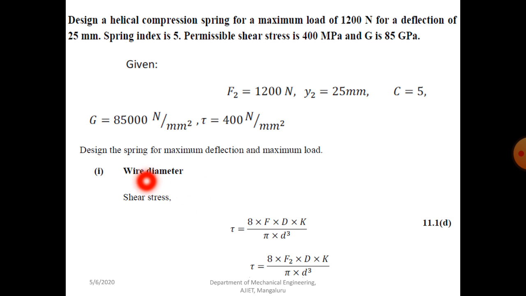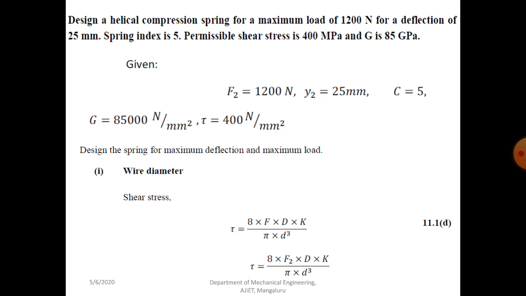We need to use a standard equation, that is the shear stress in the helical compression spring, which we derive for a circular cross section. Because most spring material is circular wire having circular cross section, that's why we have to use this equation. That equation is for the shear stress induced in the wire, and it is given by equation number 11.1 D. If you look in your data book, you will get this equation on page number 169.